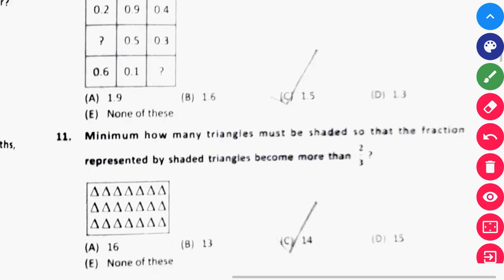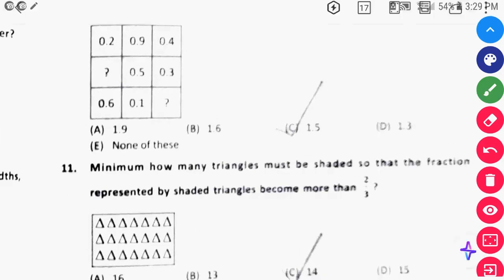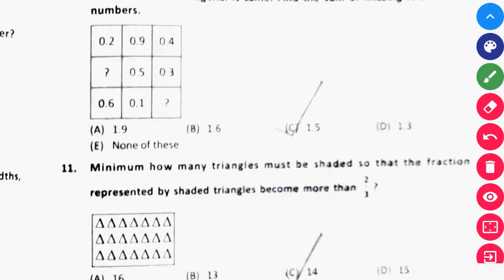Now see, minimum how many triangles must be shaded so that the fraction represented by shaded triangles becomes more than 2 by 3. Now see, 2 upon 3 means what? 3 equal parts are there, and out of 3 equal parts 2 are taken.